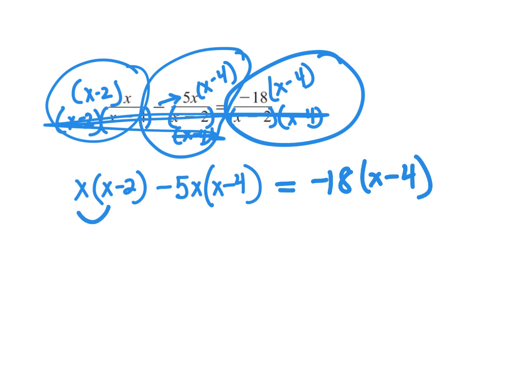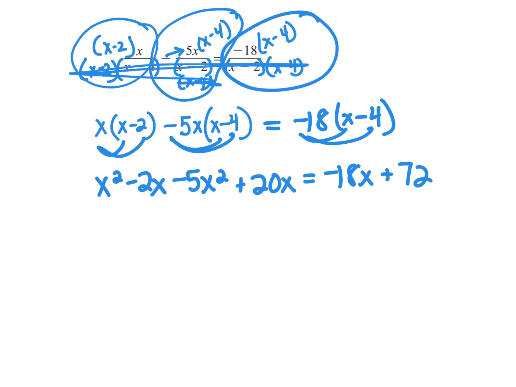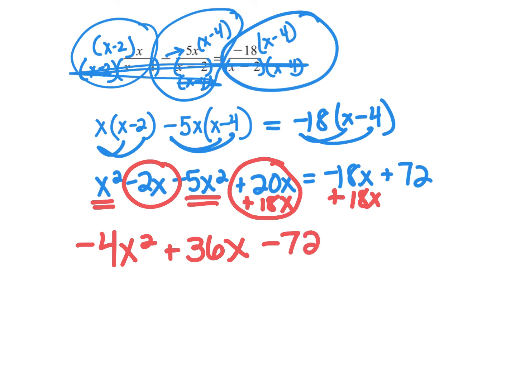So we'll distribute and get x squared minus 2x minus 5x squared plus 20x equals negative 18x plus 72. Okay, so 1x squared minus 5x squared is negative 4x squared. I'm going to add the 18x's over here. So that would be 38x minus 2x would be 36x. And then I'm just going to subtract the 72.